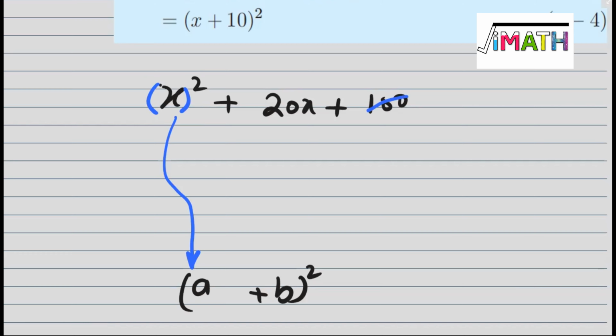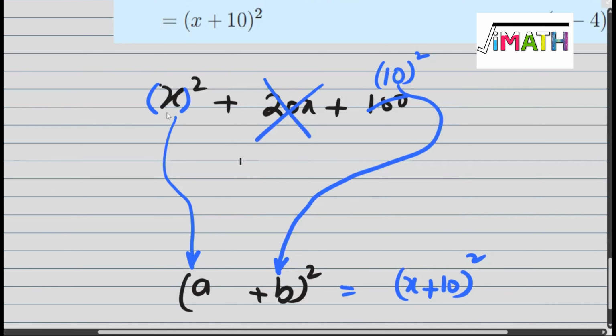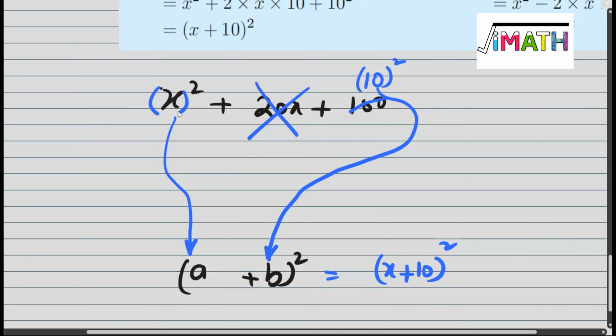10 square, that's b square. So it's going to be x plus 10. We just ignore this middle term for now, and we can directly find a from a square, and we can find b from b square.